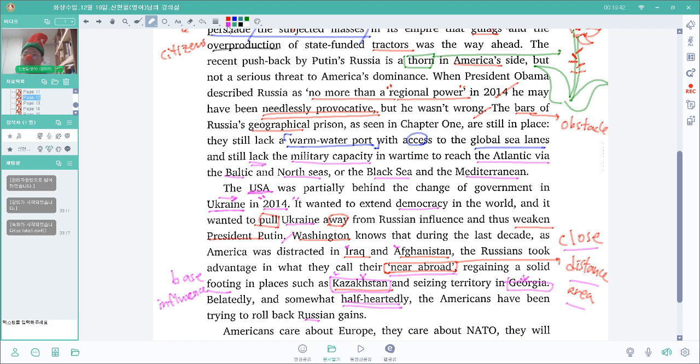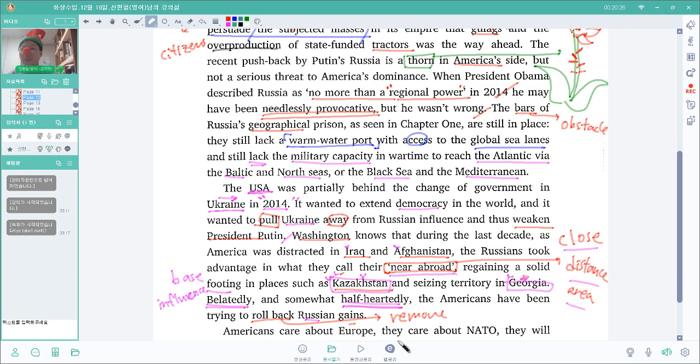Half seriously, America found out that Russia tried to gain influence in the Kazakhstan and Georgia area. So half seriously and a little late, America tried to roll back, to remove Russian gains from Kazakhstan and Georgia. So what it means is that America found out Russia gained some influence in Kazakhstan and Georgia, so America tried to remove those Russian gains.